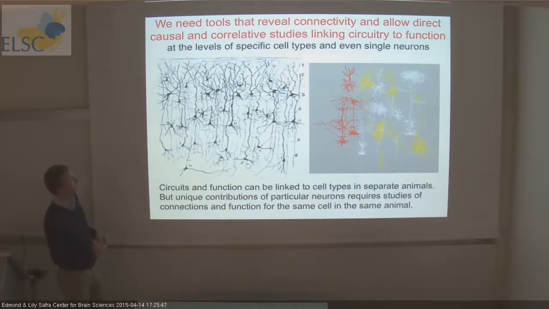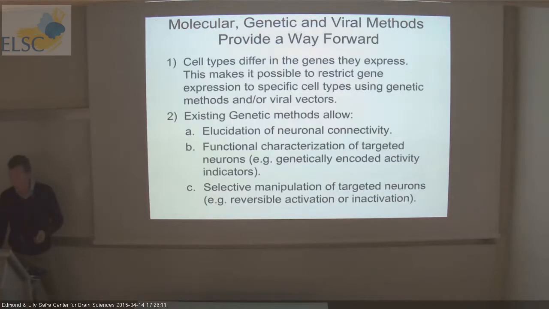Okay. So what I've said so far really just motivates the need for better methods, but also points out some interesting details about specificity of circuits. And back to the same slide, where we want to be able to link connectivity to function. You can do that at the level of cell types and separate animals, but a particular neuron that might be wired up in a unique way, different from the other cells neighboring it of the same type, you're going to have to link connectivity to function in the same animal.